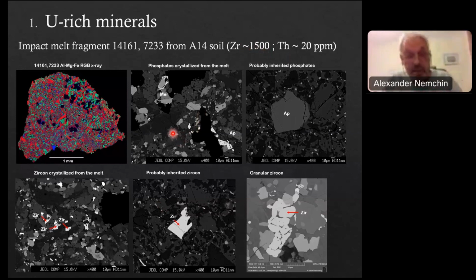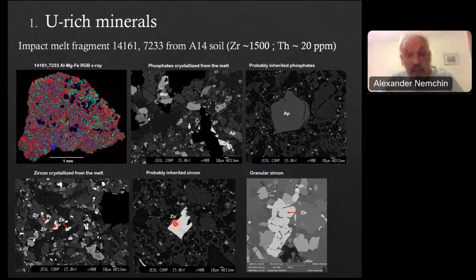This slide pretty much illustrates the range of different zircons and phosphates we can see in the samples. First of all, there are some grains that look like broken fragments. They're larger than the surrounding matrix; this is an example of apatite, and this one is an example of zircon. So they look like they were inherited by this impact, coming from the target.